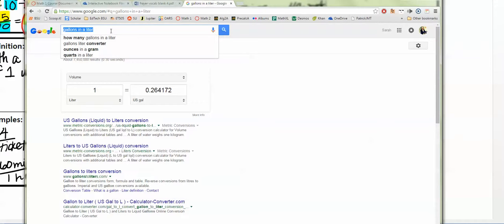Another thing that's helpful is one thing that you're going to need to use conversion rates for in real life is if you go and travel to other countries that use different currencies, you're going to have to exchange your money, US dollars, for their currency. Such as in Europe, they use something called the euro. So you can type euro to dollar.